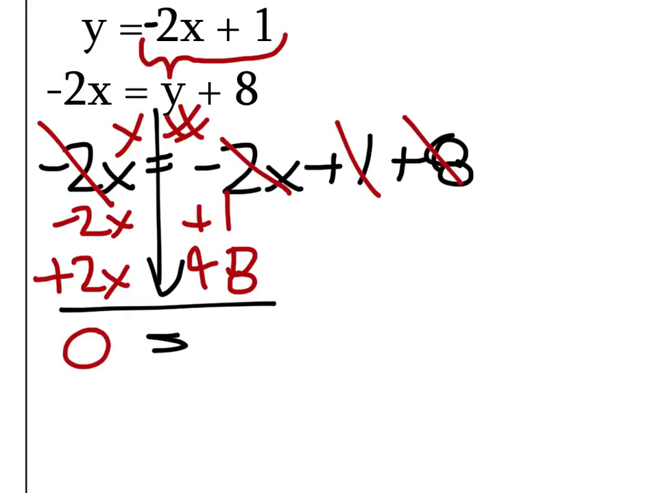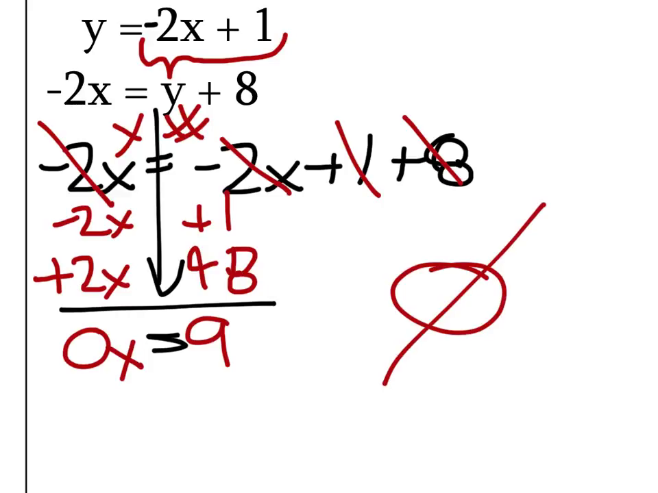So I get 0x equals 9. So this brings us back to solving equations. What can I multiply by 0 to get 9? 0 times 0 is 0. Nothing. No solutions. So, this one, as it turns out, that's as far as you need to go.